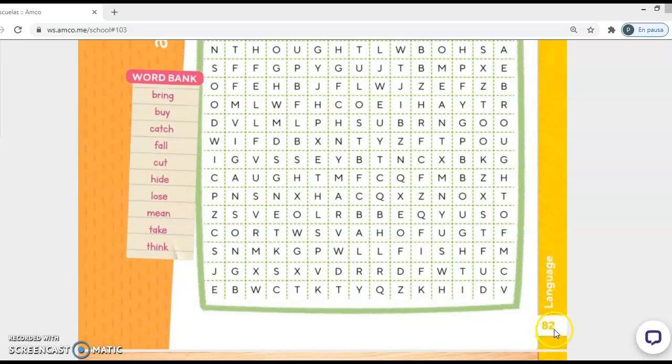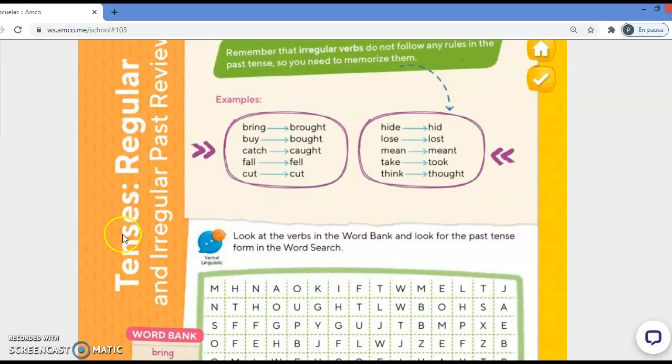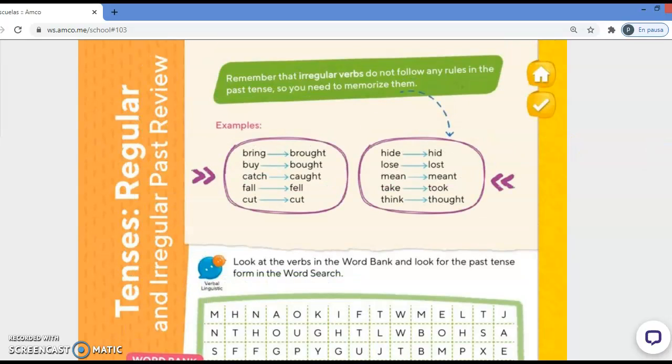Today we are going to continue practicing grammar. Here we go. Open your book to page 82, language. Tenses, regular and irregular past review. Remember that irregular verbs do not follow any rules in the past tense, so you need to memorize them. Example: bring, brought, buy, bought, catch, caught, fall, fell, hide, hid, lose, lost, mean, meant, take, took, think, thought. Okay?